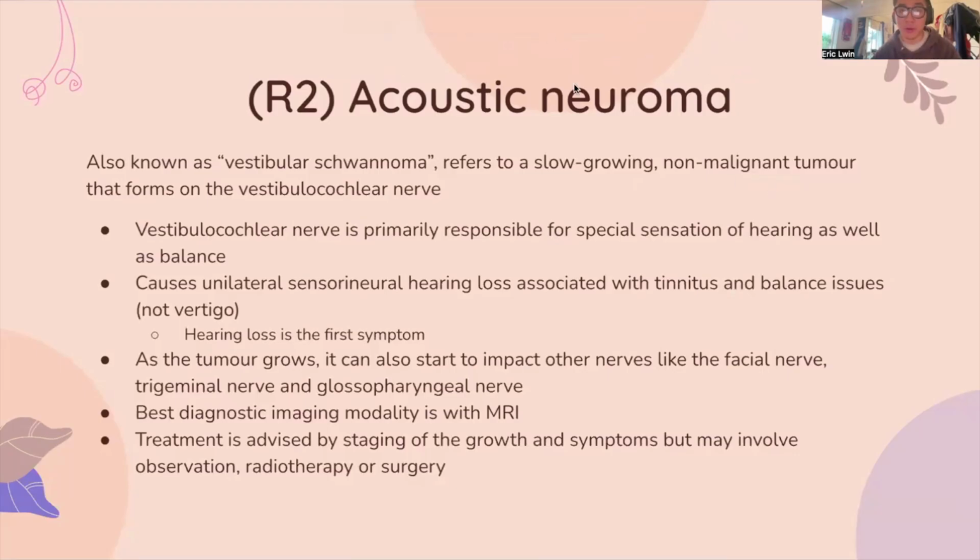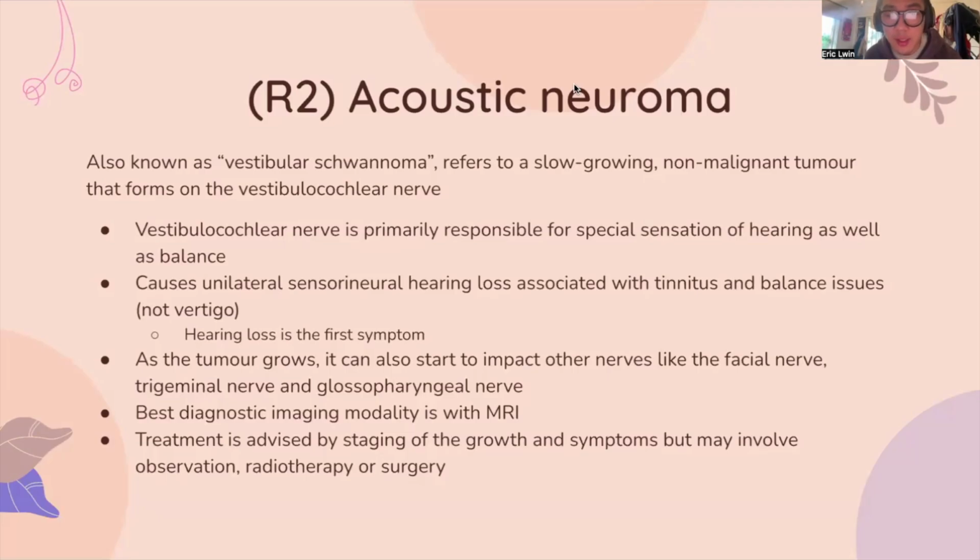Which is cranial nerve 8, as I just Googled, just to make sure. Essentially, this causes unilateral sensory neural hearing loss associated with tinnitus and balance issues. So there's that classic triad of tinnitus, sensory neural hearing loss, and balance issues. Oh, except not vertigo. Vertigo would be what you would get in Meniere's disease. But hearing loss is typically your first symptom as it impacts on the cochlear nerve.